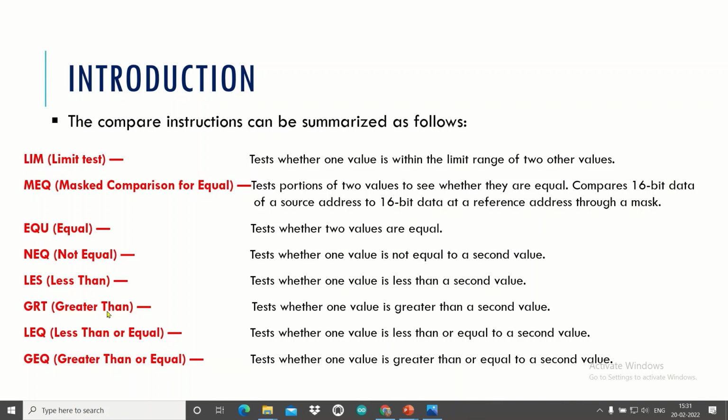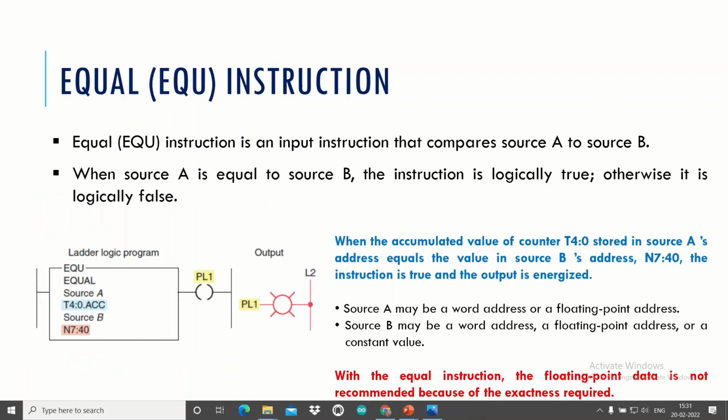So such type of comparison blocks, I think you have definitely at any point of time prepared with op-amps. Okay. Then you have got less than or equal or greater than or equal. So this is all about the different comparison instructions that are available with PLCs. Let's first start with a very basic one, equal, EQU instruction.